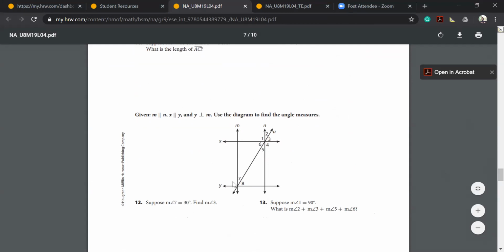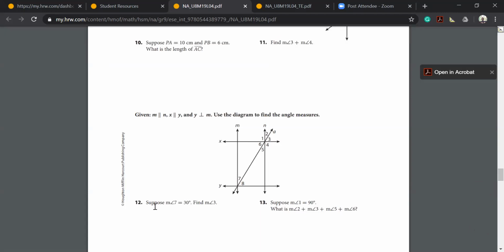Since one angle is 90, all of the other 4 angles are 90. So 7, 8 together are 90. This angle is 90, and this part here is 90. And since Y and X are parallel together, even X and M are perpendicular. So this is 90, 90, 90, and 90. Going here, 90, 90, 90, 90, and 90, 90, 90, 90.